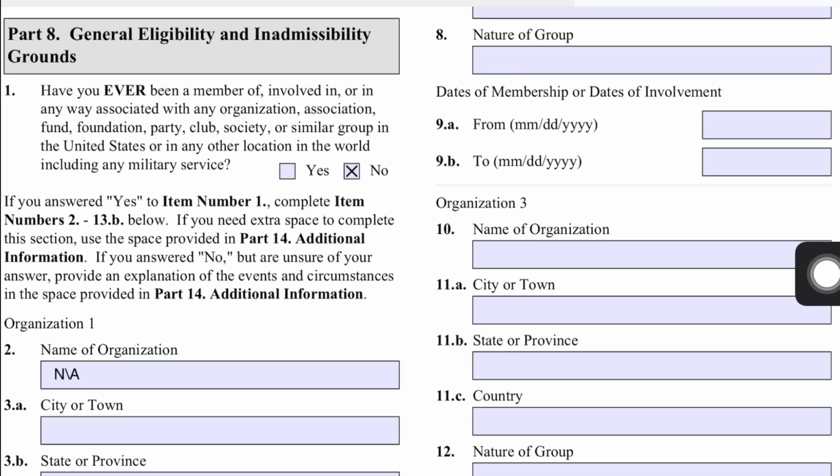And then part 8. Sorry guys, this is gonna be a long video. So by part 8, general eligibility and inadmissibility grounds.